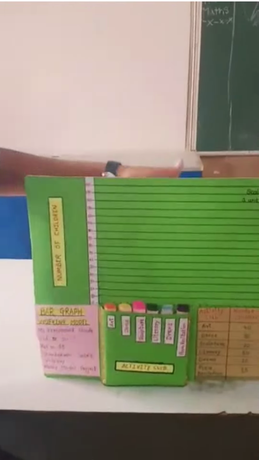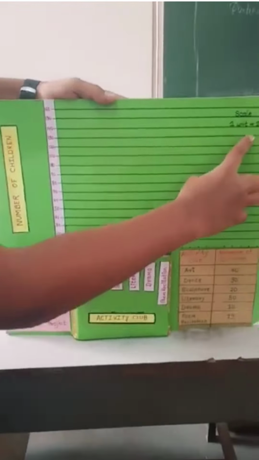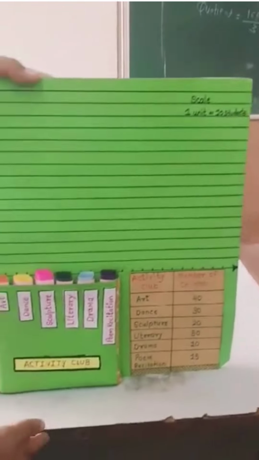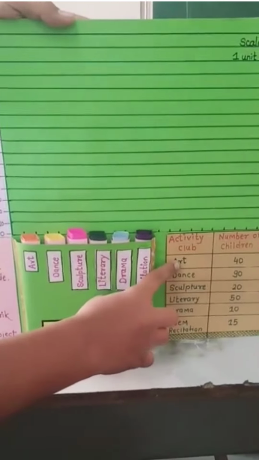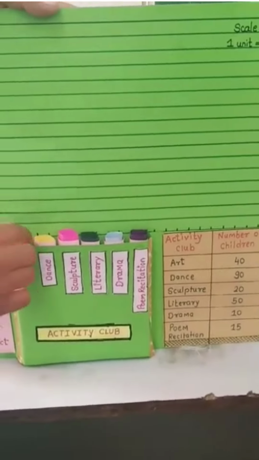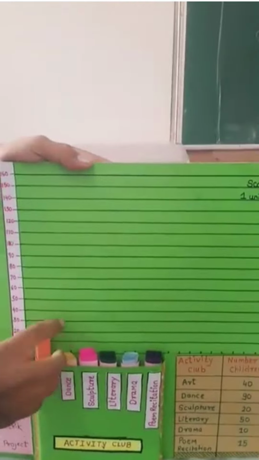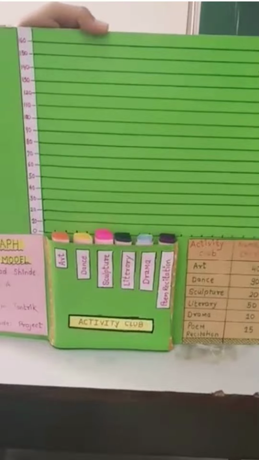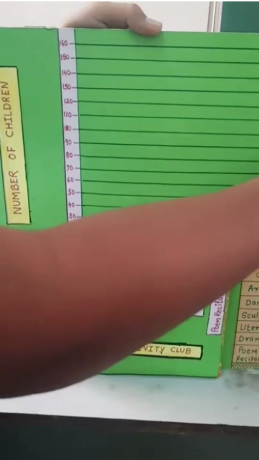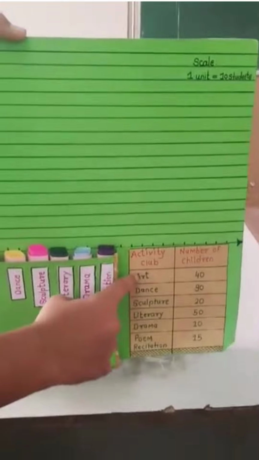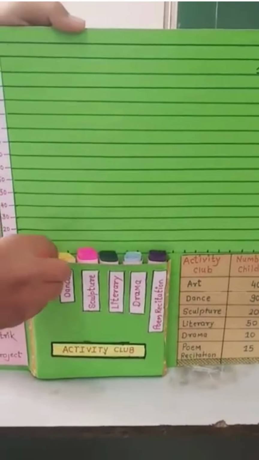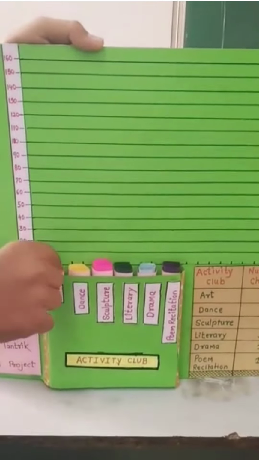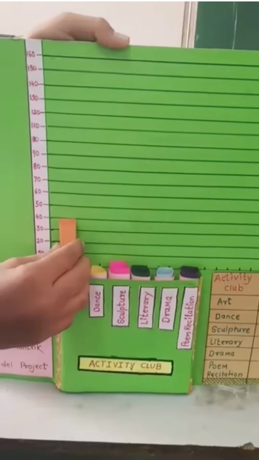A vertical bar chart is sometimes called a column chart. In this, one unit is 10 students. In the art activity club, there are 40 students. This is the art column, so we will take it to 40. This is the x-axis and this is the y-axis. The y-axis shows the number of children, and one unit is equal to 10 students. So this is the art club column, and we will take it to 40.